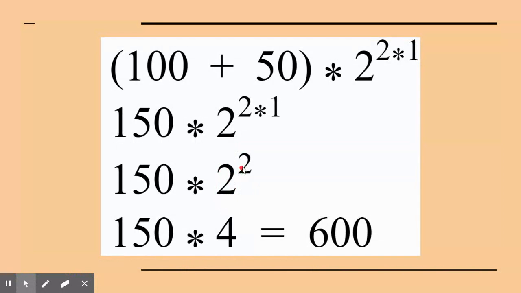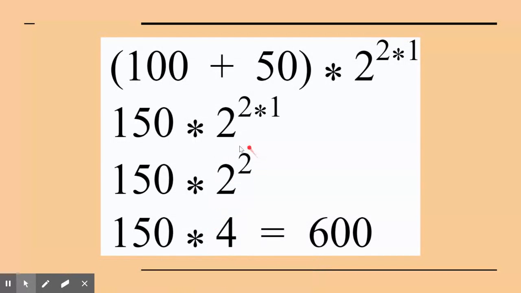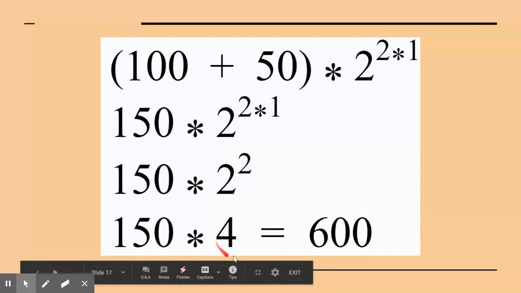Well, 2 to the power of 2, I know that that's just equal to 2 times 2, which is 4, right? So I can take this 2 to the power of 2, I can rewrite that as 4. Okay, so now I'm left with 150 times 4. And if you don't know that off the top of your head, you can check it with a calculator, but 150 times 4 equals $600.